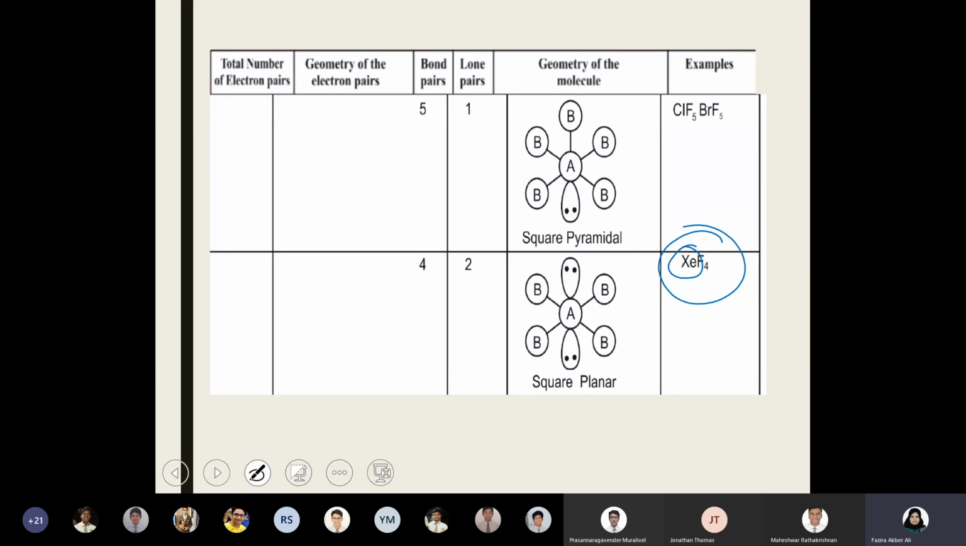So here, xenon has 8 electrons, like a noble gas, 8 electrons in the valence shell. Out of the 8, 4 will be used for making bonds with fluorine because you have 4 fluorine atoms. The remaining 4 electrons make 2 lone pairs. So 4 plus 2 together gives 6 electron pairs. The expected geometry is octahedral arrangement, but out of the 6, 2 should be shown as lone pairs. So the final shape of the molecule will become square planar.